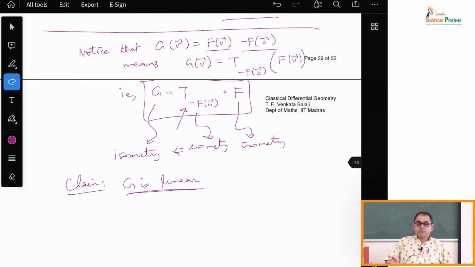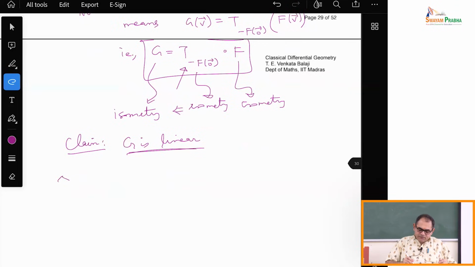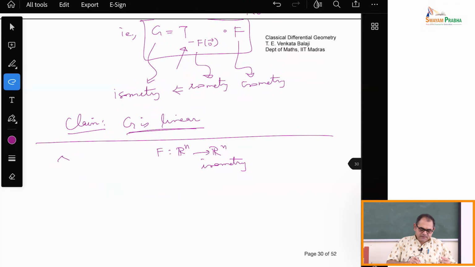Okay, now how will you show that G is linear? For that, what one has to understand is, let me say a few things. A map which preserves distances will also preserve angles. So it will preserve dot products, because the angles are determined by the dot products. Let me make the following statement. F is from Rn to Rn, and let us say it's just an isometry, that means it preserves distances. Then I want to say that it also preserves angles. So what do I mean by that?